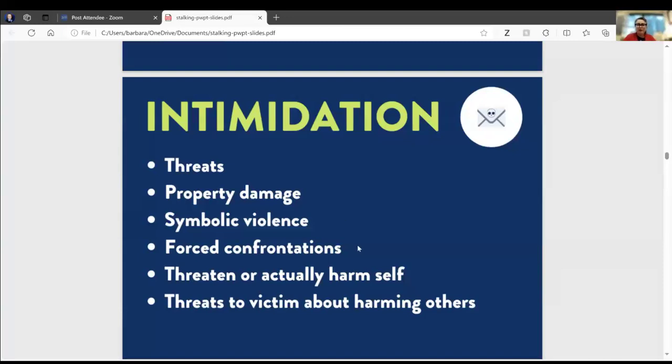Forced confrontations, they show up, public place, they make you deal with them, even though you've said, no, let's go to a private place, and they force sort of that public humiliation. Another big one that I see is that they threaten to harm themselves, kill themselves as a means of manipulating the victim into staying or going back to them.